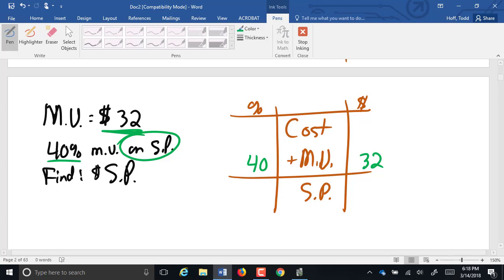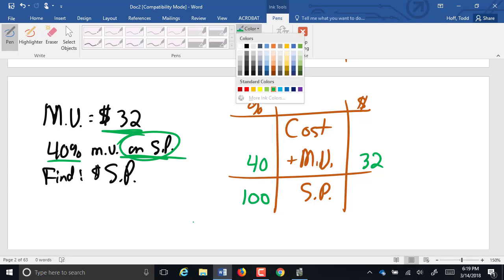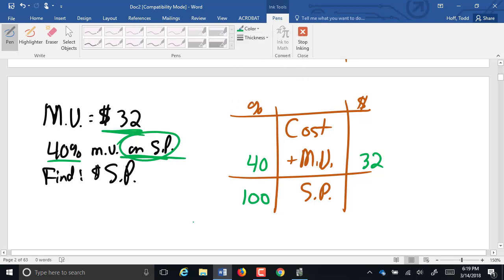Remember, that means based on selling price. Base is where the 100 goes. So in this one, the 100 has to go on the selling price. That means up here, obviously this is not going to be 140, it's going to be 60, because cost plus markup equals selling price. 60 plus 40 is 100.